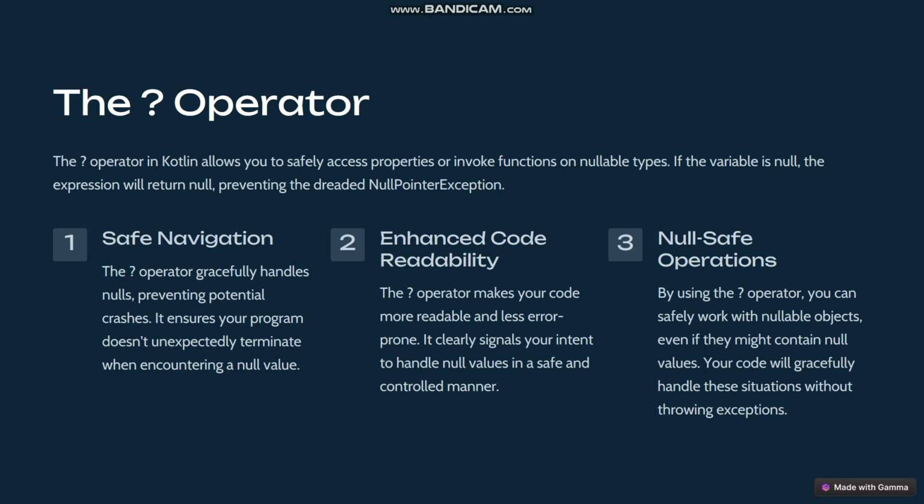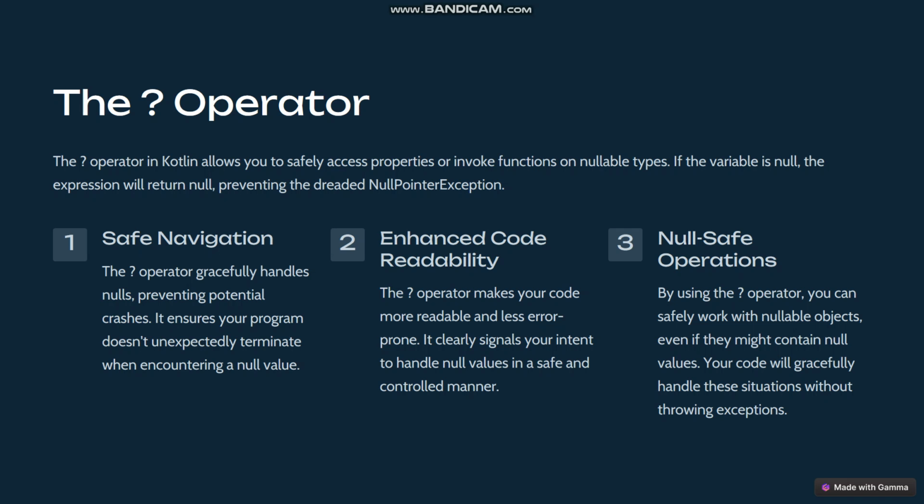The question mark operator. The question mark operator in Kotlin allows you to safely access properties or invoke functions on nullable types. If the variable is null, the expression will return null, preventing the dreaded null pointer exception. Safe navigation: the question mark operator gracefully handles nulls, preventing potential crashes. It ensures your program doesn't unexpectedly terminate when encountering a null value.